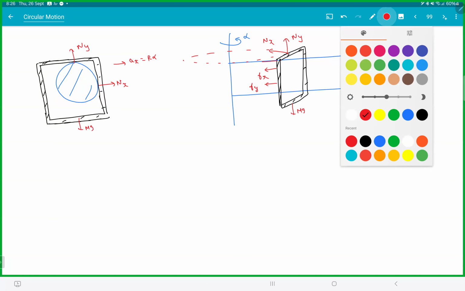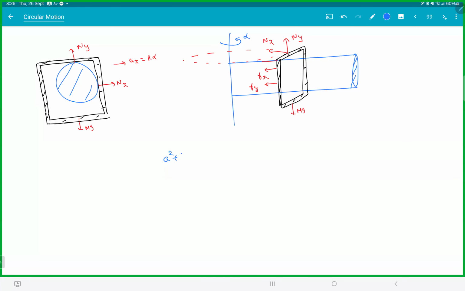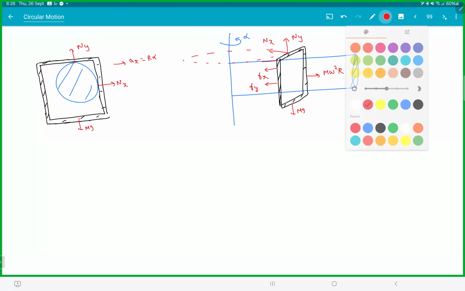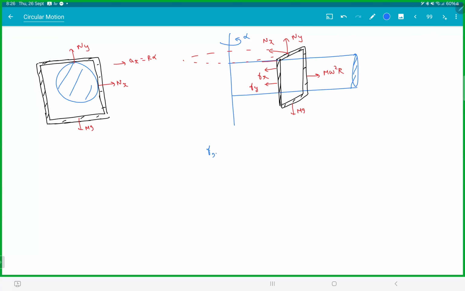So now you tell me, is the square root of a square plus b square the same as a plus b? It's not the same, right? And the centrifugal force would be outside, m omega square r. This is what happened. Now there are 2 frictions which are stopping you. Fx plus Fy is m omega square r. Fx is mu Nx. Fy is mu Ny.